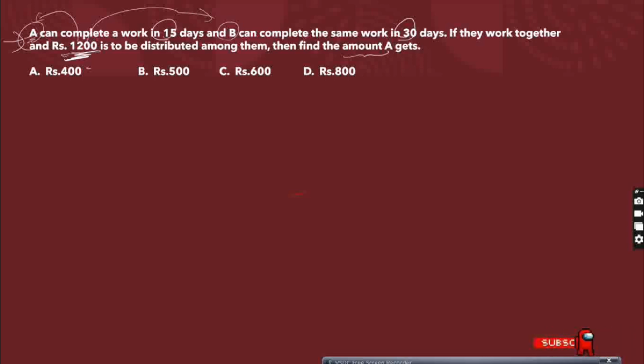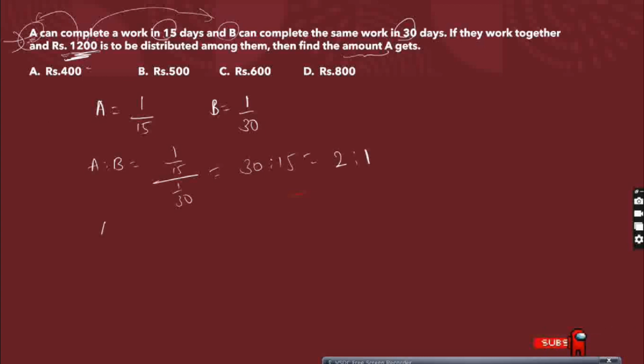From this we can write that the efficiency of A will be 1 by 15 and the efficiency of B will be 1 by 30, right? Now if we calculate A is to B, we will get 1 by 15 divided by 1 by 30. This gives you 30 is to 15. From this we will get 2 is to 1. That means the A is to B ratio is 2 is to 1, right?